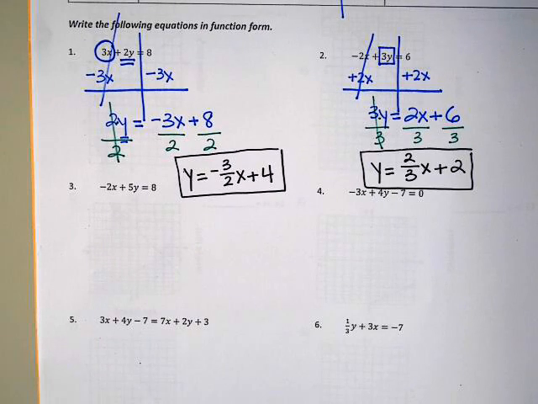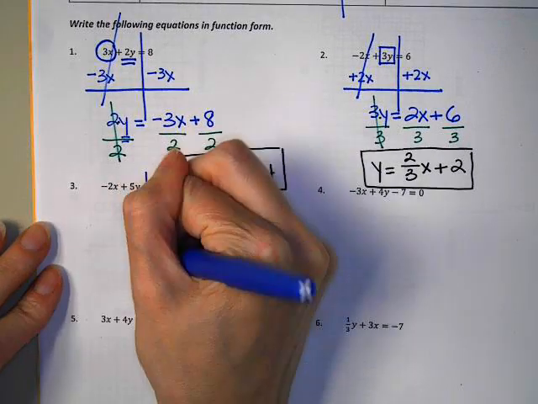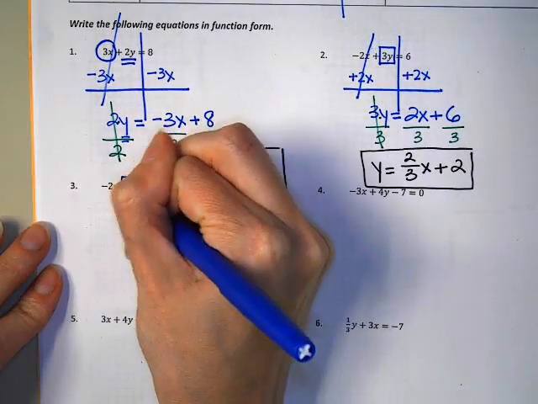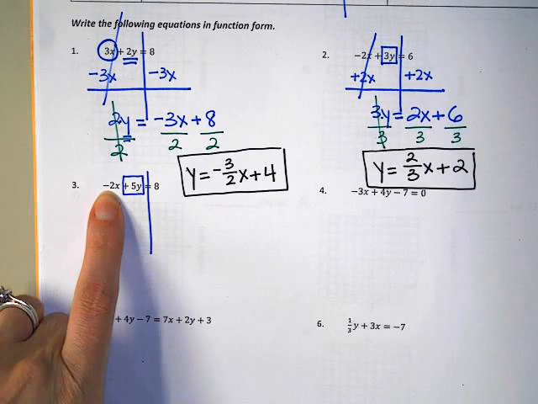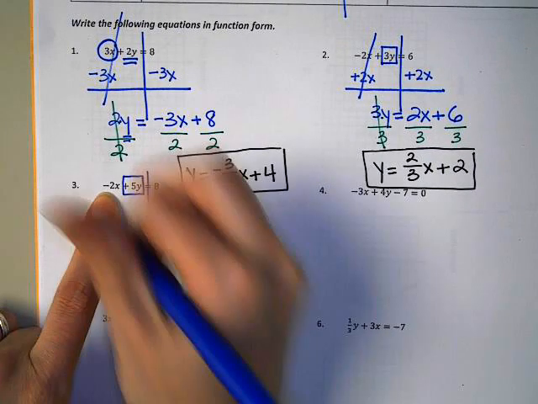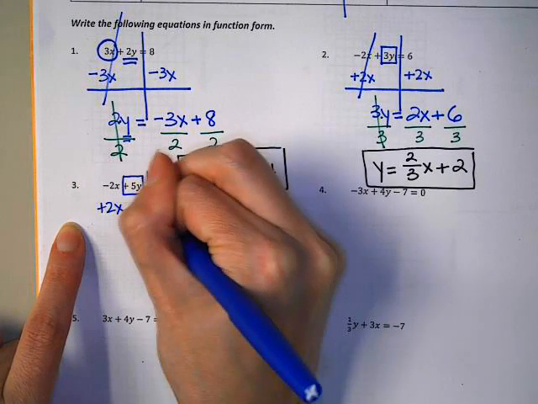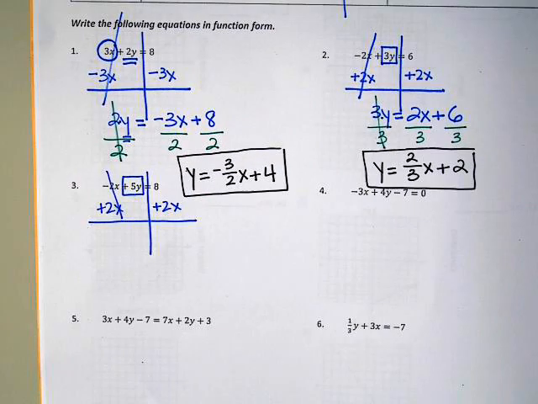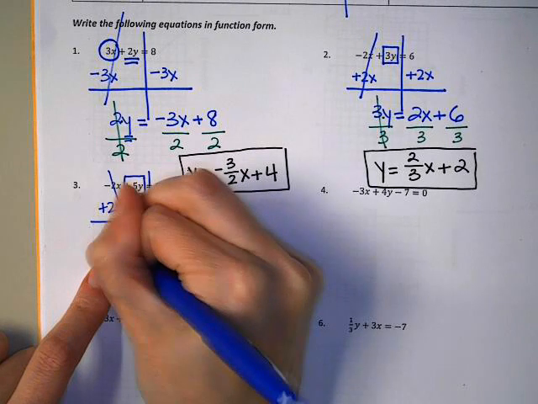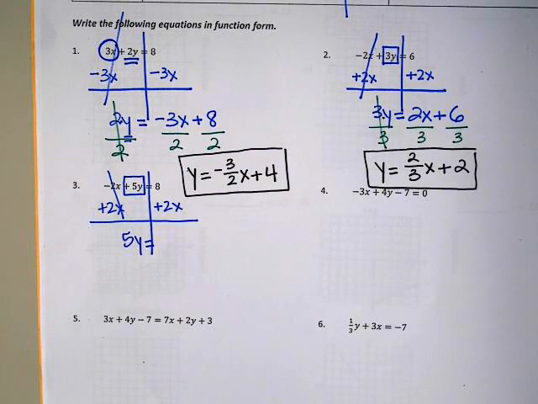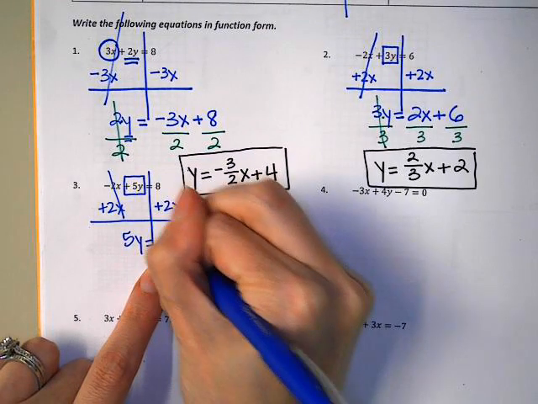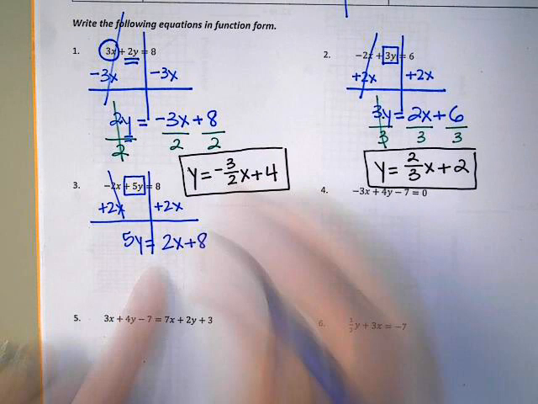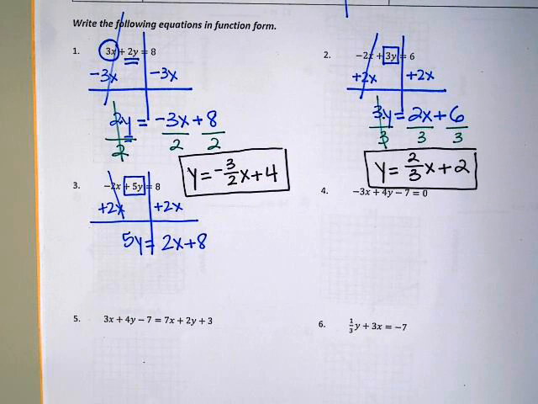All right, let's keep going. Number 3. Same thing. Draw the wall. We're trying to get y alone. So how do we move subtracting 2x over? We add 2x over. So these cancel. And now we have 5y equals 8 plus 2x, but I'm going to switch it and call it 2x plus 8. You don't have to.